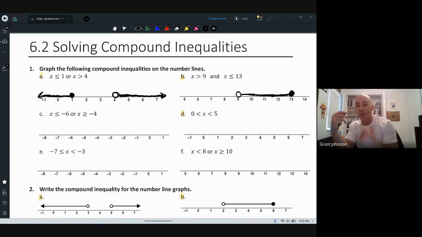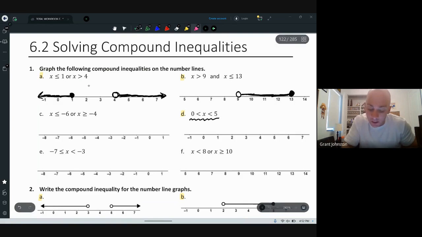The solutions to that sort of inequality would be in between. I'll let you do C. I'm going to just show D because it looks a little funkier. This says x is greater than 0 and less than 5, right? Because if you read it this way, this is x is greater than 0, but also less than 5. So that would show greater than 0 as an open circle at 0, and less than 5 like this.